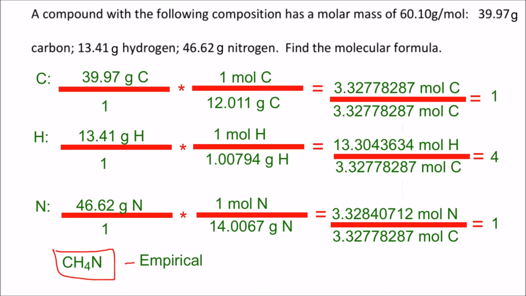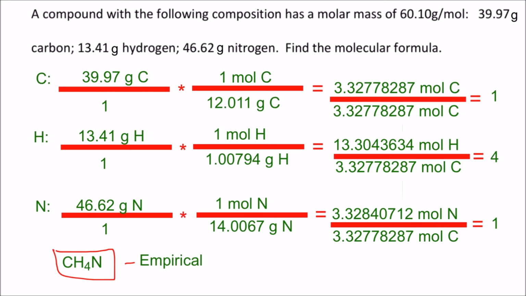But remember, that's not actually what they asked me for. They asked me for the molecular formula. So they have to give me the molar mass of the actual compound, which they did right here, and then we need to come up with the molar mass of the empirical formula. How do we do that?